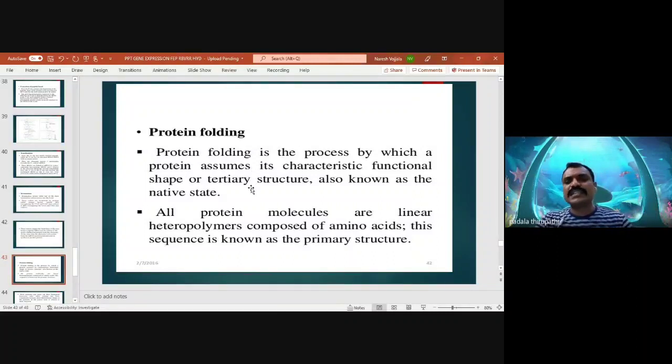So protein folding is a process by which a protein assumes its characteristic functional shape of tertiary structure, also known as the native state. So primary, secondary, tertiary and quaternary. Among these, tertiary structure, also known as the native state, is the functional shape. Then all protein molecules are linear heteropolymers composed of amino acids. This sequence is known as the primary structure of the protein.